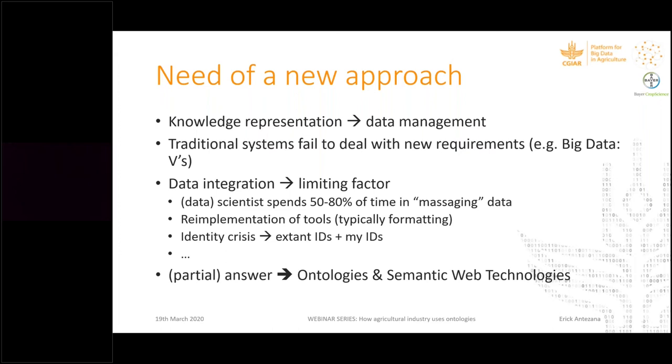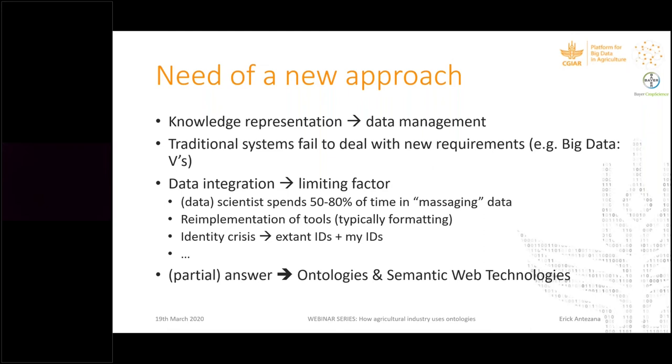One of the important aspects around this is data integration, which has been a limiting factor for most of our data scientists, because they've been spending quite some time, an estimated 50 to 80% of the time, just massaging the data. They had to reformat the data, reintegrate the data, connect columns from here to there, et cetera. And there was also a parallel activity about the implementation of tools, which also typically involves the reformatting of the data.